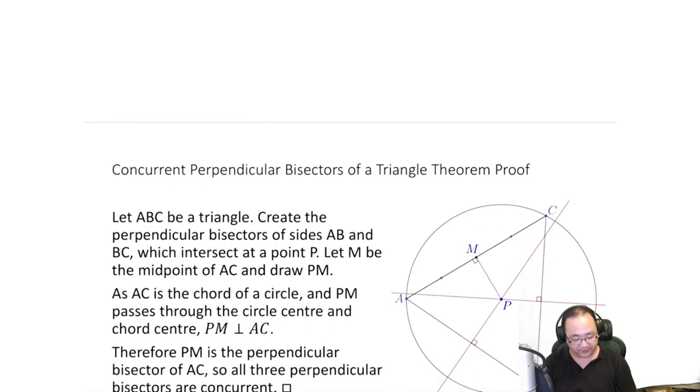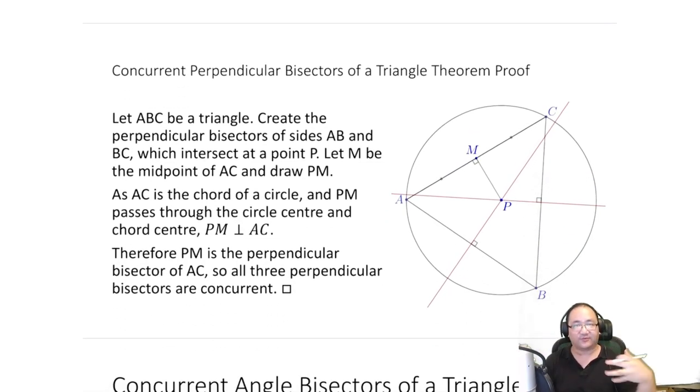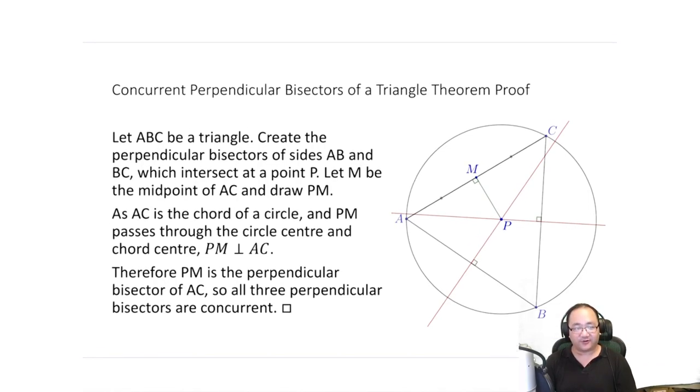So we'll scroll down to the written proof, where I've got a more formal version written up, where it says, let ABC be a triangle, create the perpendicular bisector to side AB and BC, and they intersect at a point P. Note here that this version of the proof is rigorously labeling all the points and all the lines, so that we can define all the lines with respect to those points. The important key factor is here. What we did at the beginning when I drew the two sides was this first bit, and then let M be the midpoint of AC, and then draw PM.